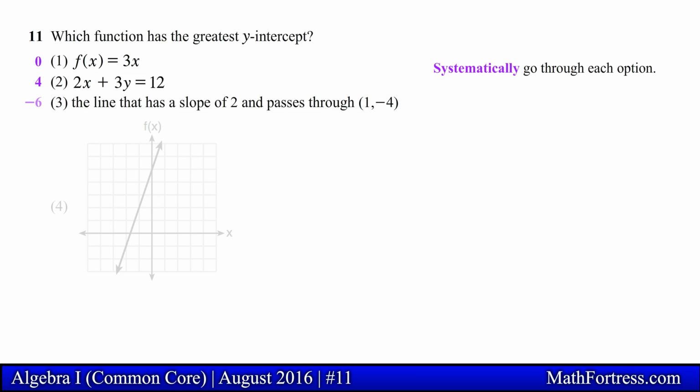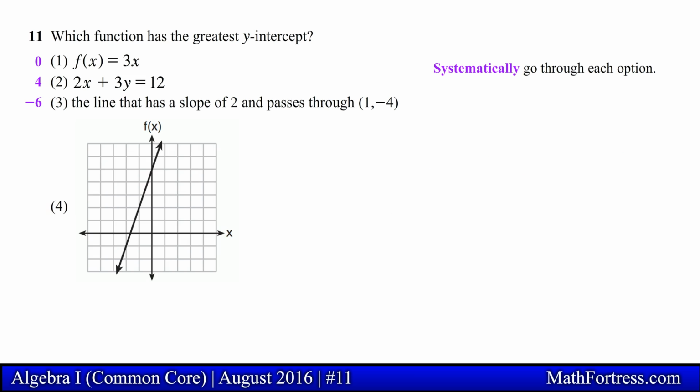Lastly, we need to find the y-intercept of option 4. Here, we're given a graphical form of the equation of a line. We can quickly determine the y-intercept by locating the point where the function crosses the y-axis, or in this case, f of x. Locating the point, we see that this occurs at the point (0, 5). So the y-intercept is equal to positive 5.